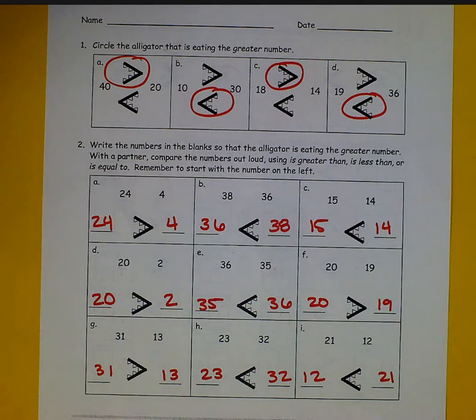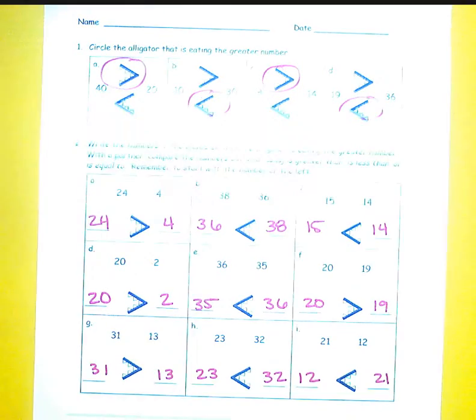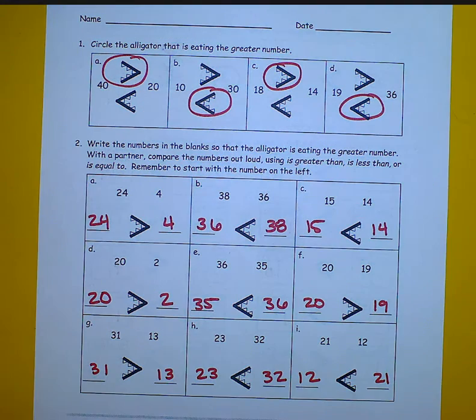All right, group 2, you need to check your work and make sure your alligator mouths are going the correct way. The first box is going towards the greater number. So remember, the alligator mouth is eating the most amount of whatever.